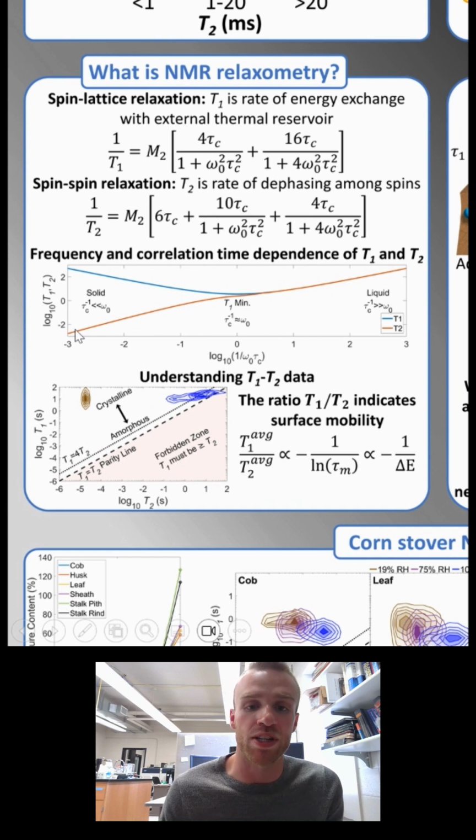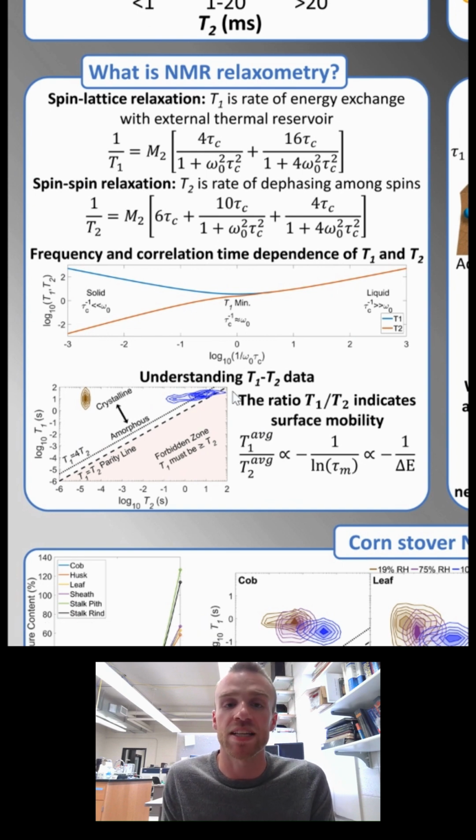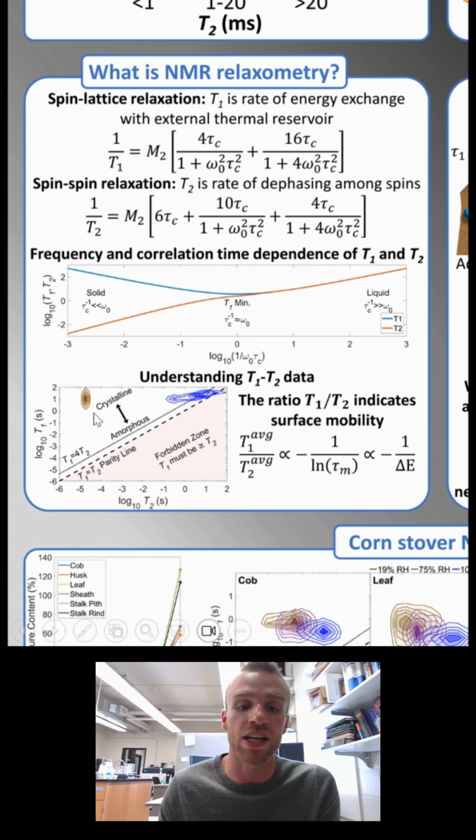For a fixed frequency, if we plot T1 and T2 across the correlation times, we can see that for slow molecular motion, there's a divergence of T1 and T2. For rapid molecular motion, these relaxation rates converge. Looking at a plot that correlates T1 versus T2, there's a dashed line when T1 equals T2. Things close to this line have rapid molecular dynamics, indicative of liquids or amorphous solids. Things far away from this line have slower or more restricted motion, which indicates crystalline or ordered solids. Taking the ratio between T1 and T2, or basically how close is something to that dashed line, we can see that it indicates surface mobility.